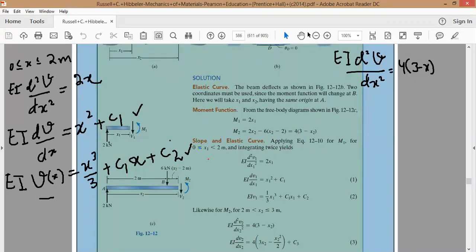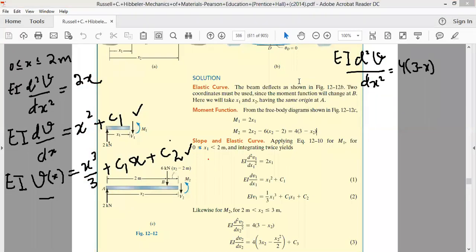If we perform the integration, the integral of this will be EI, integral d2 nu by dx2 is d nu by dx. This is d nu by dx is equal to 4 into 3 is 12, so this will be 12x minus 4 x square by 2 plus constant of integration c1.